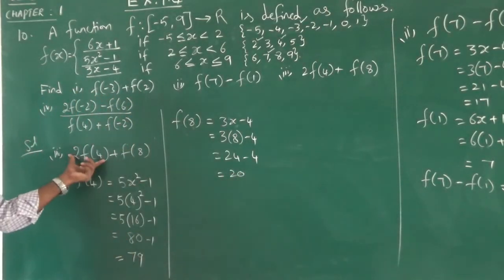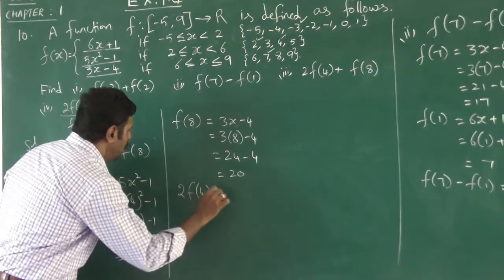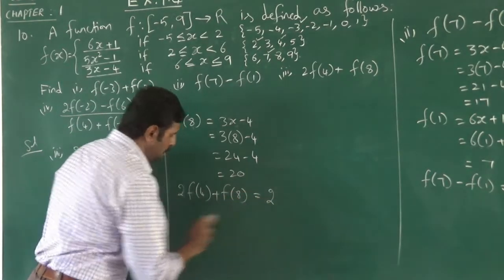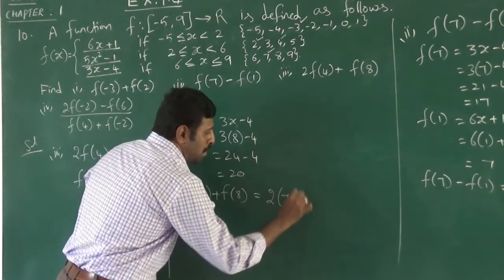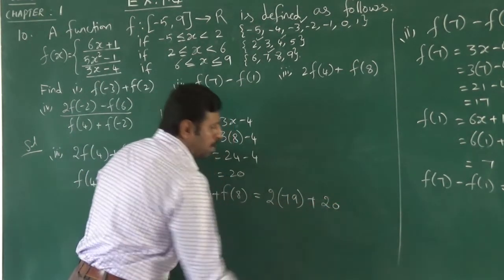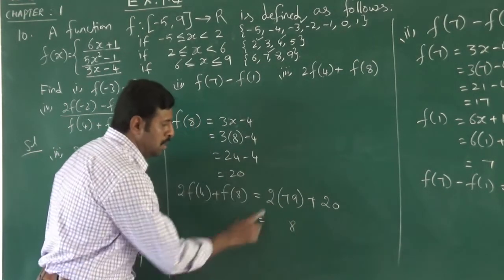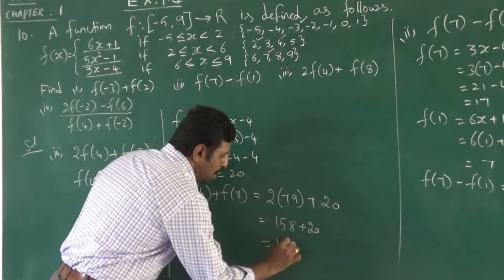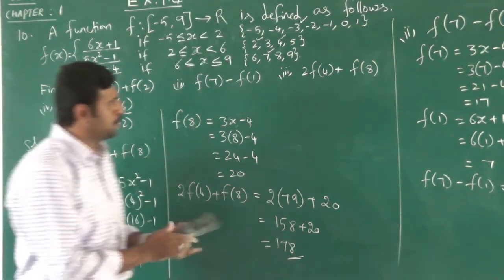Now we want to add these two terms. See, 2 times of f of 4 plus f of 8. So here we have the number 2. So apply 2. What is f of 4 value? F of 4 is here 79, right? 2 times of 79. Here we have plus. The f of 8 is 20. Now 2 times of 79: 2 9s are 18, 8 remainder 1. 2 7s are 14 plus 1 is 15, so 158 plus 20 is equal to 178 is the answer. Next we see the last Roman number 4.